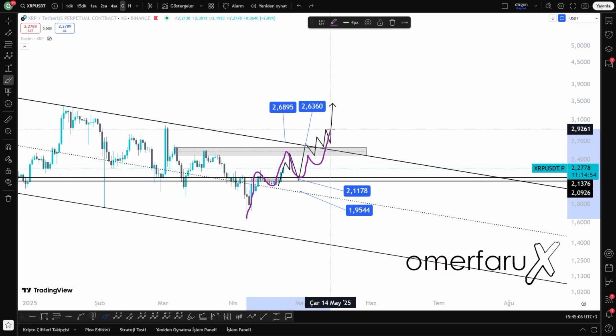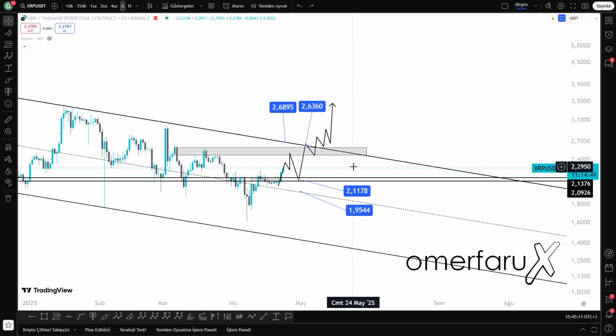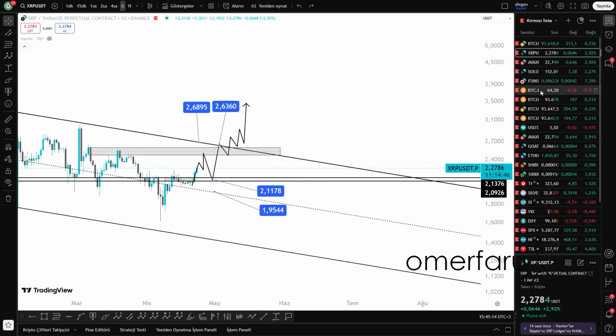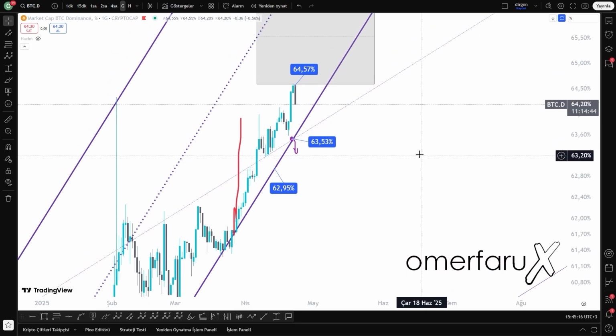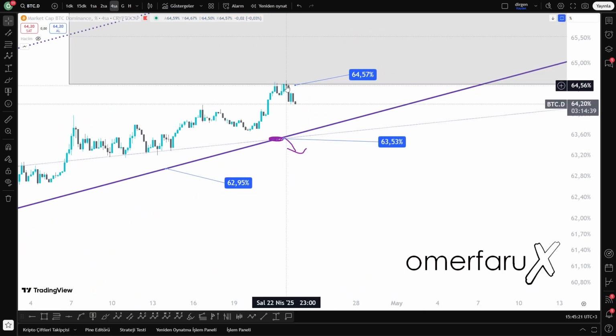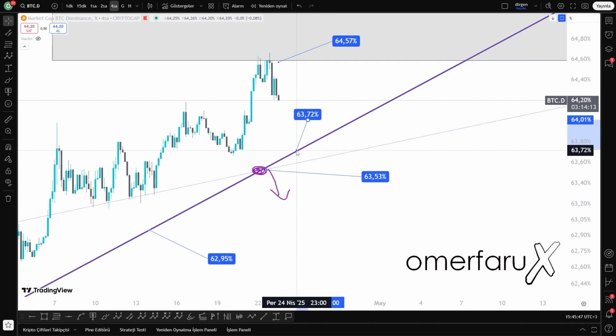There was a big level for me in the dominance. That is the 64.5 resistance, coming to 64.5 and showing a movement like this. It shows us that altcoins will rise a little more in the coming hours, and the place that will work as support is currently the 63.72 region. As long as the price movement here is not broken, rises may occur again.